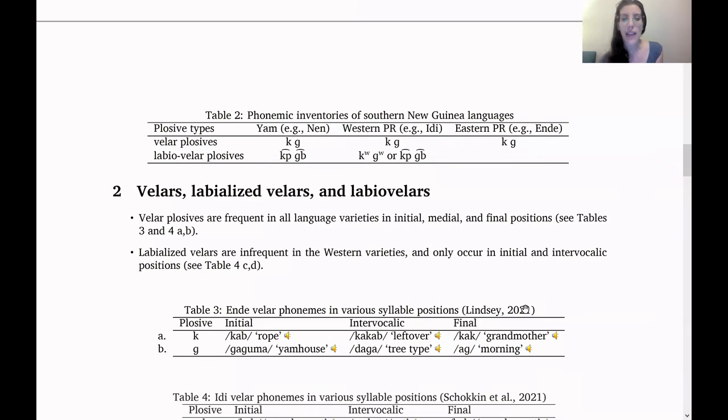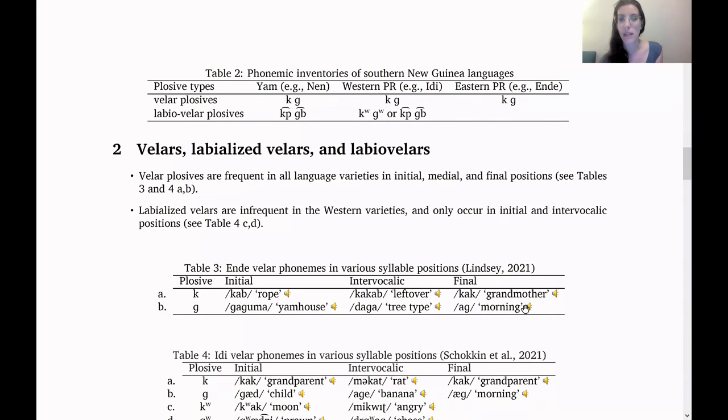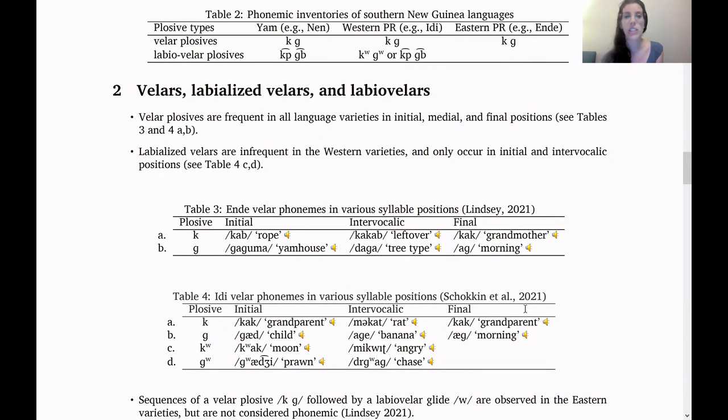Now, let's take a look at the distribution of velars, labialized velars, and labial velars in the languages. Velar plosives are frequent in all language varieties in initial, medial, and final positions. You can see this in A and B in both tables 3 and 4. Table 3 has the Ende phonemes. Table 4 has the Idi phonemes. These both come from brand new articles that were written about the phonetics of these languages in Southern New Guinea that just came out this year.